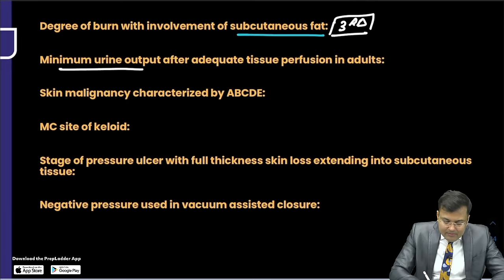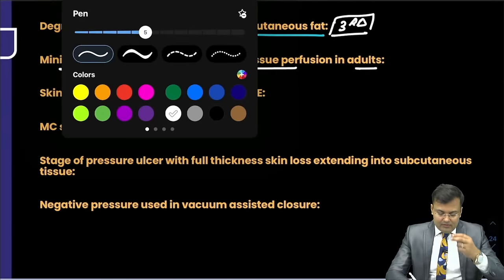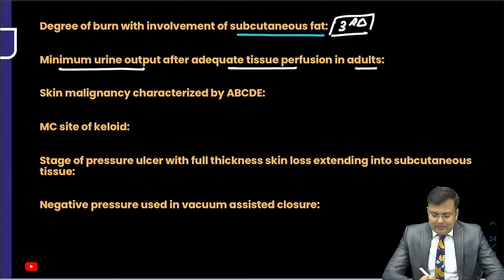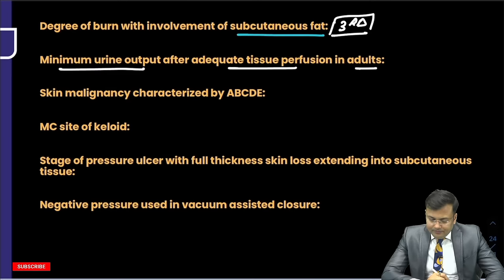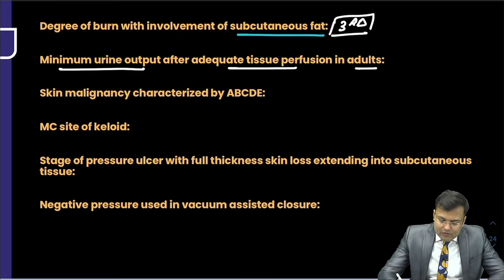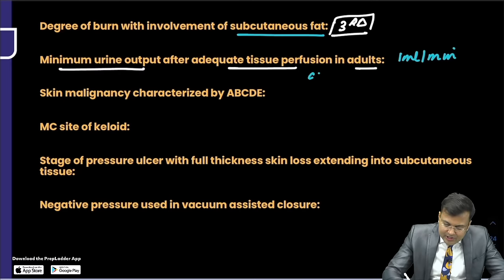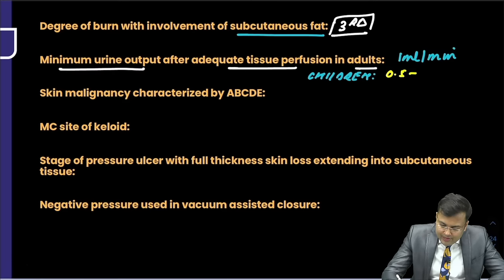Next, minimum urine output after adequate tissue perfusion in adults. What should be the urine output in ml per minute? 1 ml, very good Nishay, it is 1 ml per minute. And how much in children? In children, it should be 0.5 to 1 ml per minute.